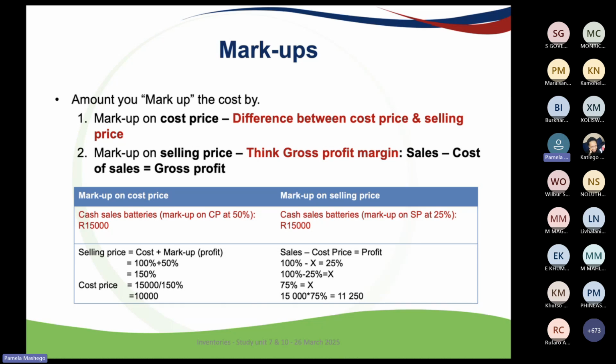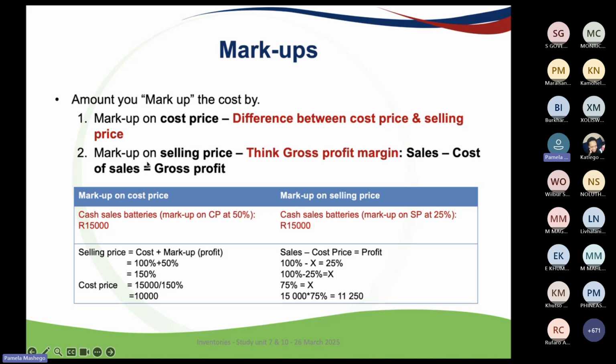So markup on cost price is the difference between the cost price and the selling price, whereas markup on selling price, you can think about it as gross profit. How do I get to my gross profit? You say sales minus your cost of goods sold, which will give you your gross profit. So let's just look at an example.